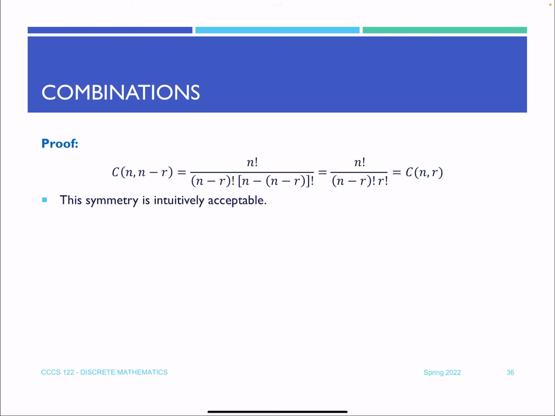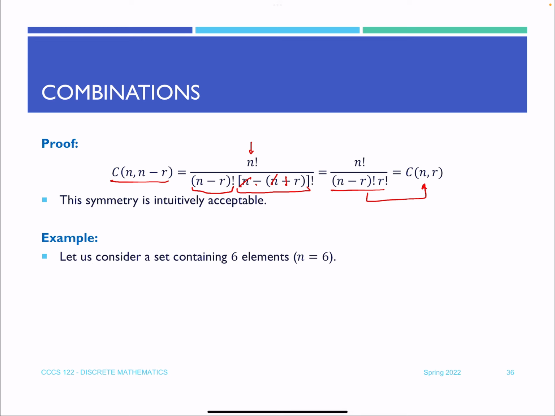There's a simple proof for that. You can simply start with what we have on the right-hand side, C(n, n minus r). Substitute that into the formula we have, n factorial in the numerator, n minus r factorial times n minus (n minus r) factorial. These two conveniently cancel out. These two negative signs make this a positive, and what you end up with is exactly the formula for combination for C(n, r).